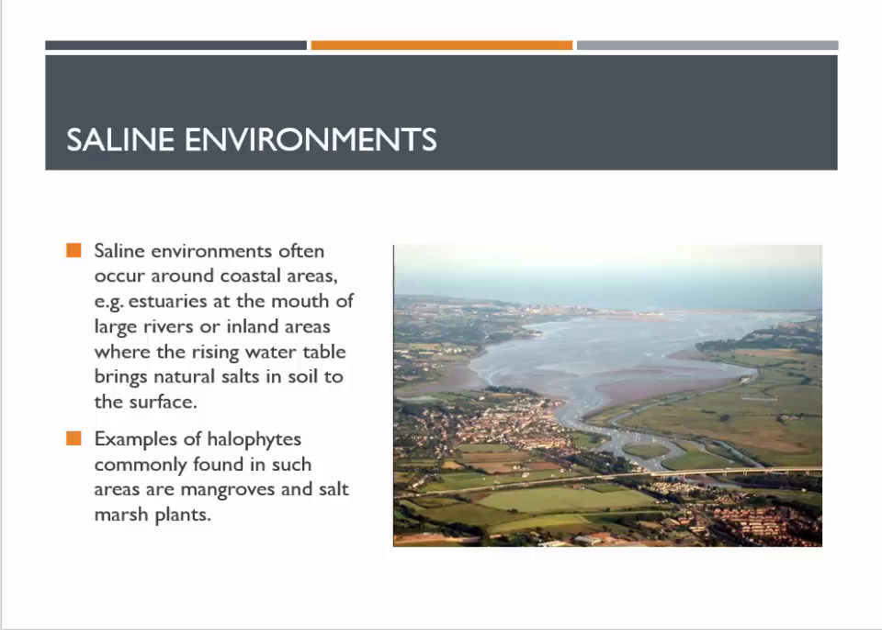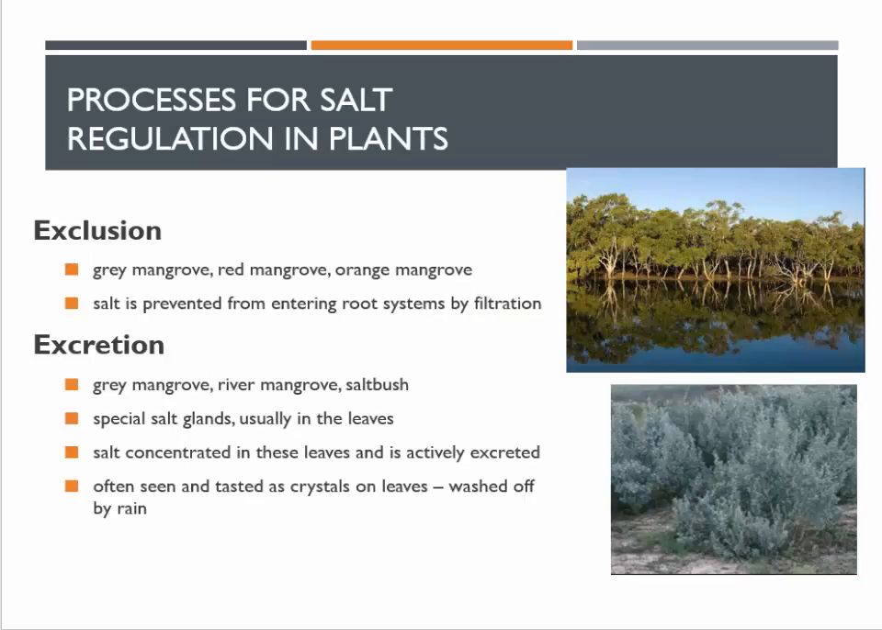The two examples that you're going to want to remember for plants are mangroves and salt marsh plants or salt bush. These are going to be two handy examples for you to have. So the dot point was asking us to look at some processes, and there are 4. We're going to see the next 2 in a moment. The first process is exclusion.